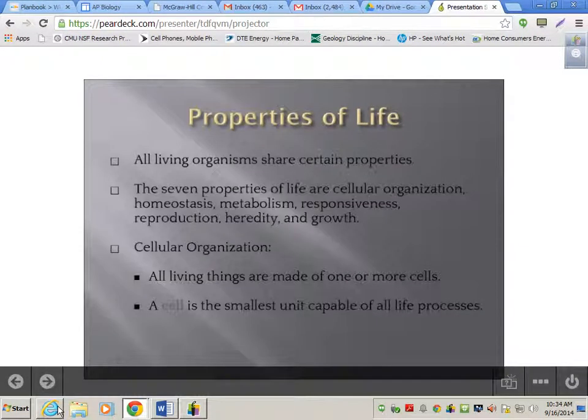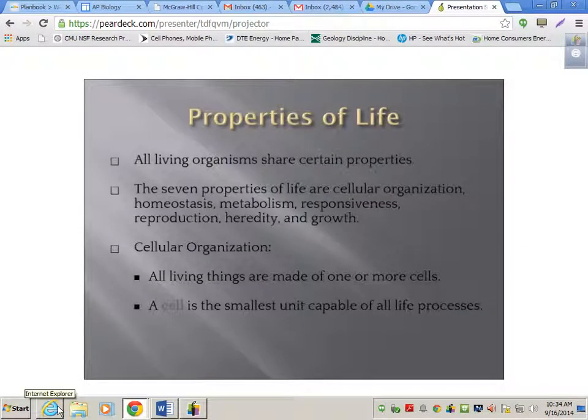Although sometimes you'll feel like it's really detailed, and it is, in the grand scheme of things it's not as detailed as you might think. So all living organisms share certain properties or attributes. Those 7 properties of life are cellular organization, homeostasis, there's a fun new word, metabolism, responsiveness, reproduction, heredity, and growth.